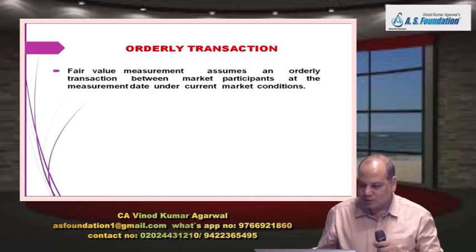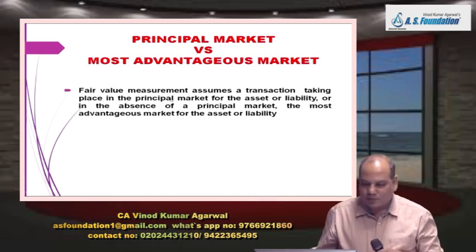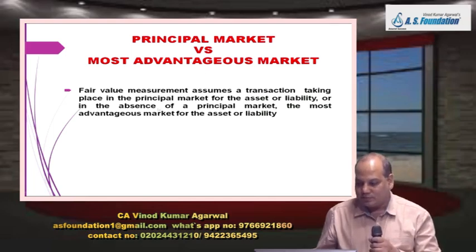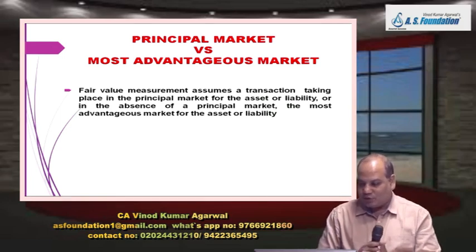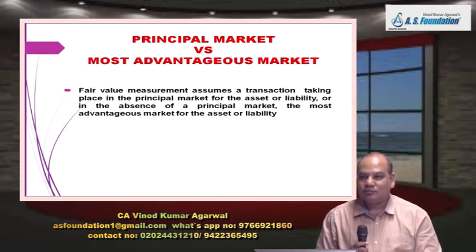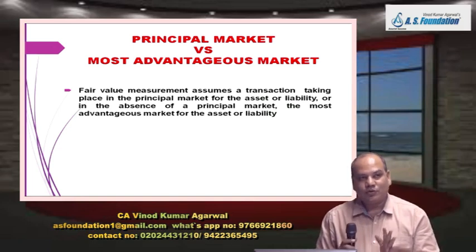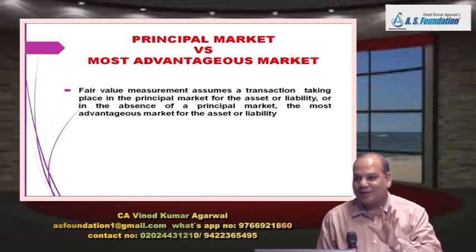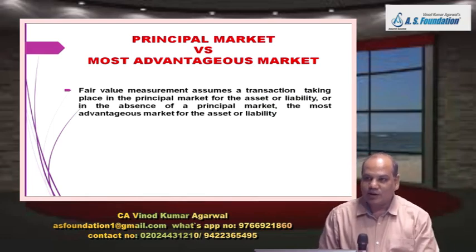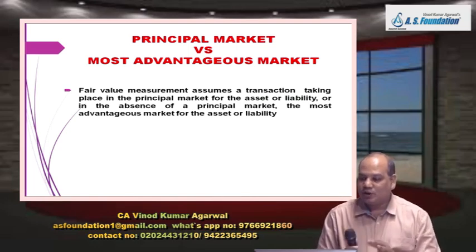Orderly transaction we have discussed. Now next is principal market versus most advantageous market. Where will we go first? Principal market, because the volume is highest. Okay. What if there is no access to the principal market? Then the most advantageous market. So suppose my company shares are traded in NASDAQ also, BSE also, NSE also, and the volume is maximum in NASDAQ. So that is the principal market. But suppose you are an Indian, you can't trade in the NASDAQ market. There is no access, then go to BSE, NSE. Then check which of the two is most advantageous.